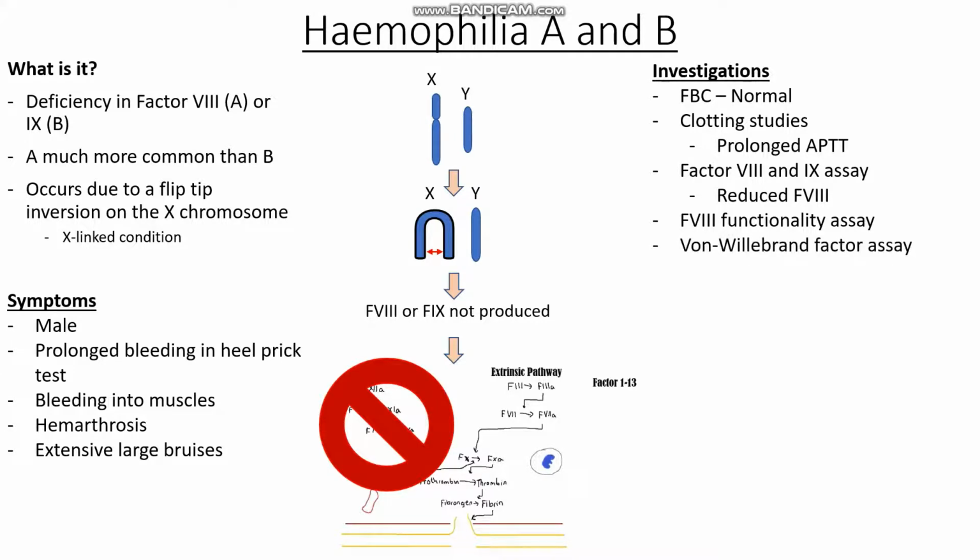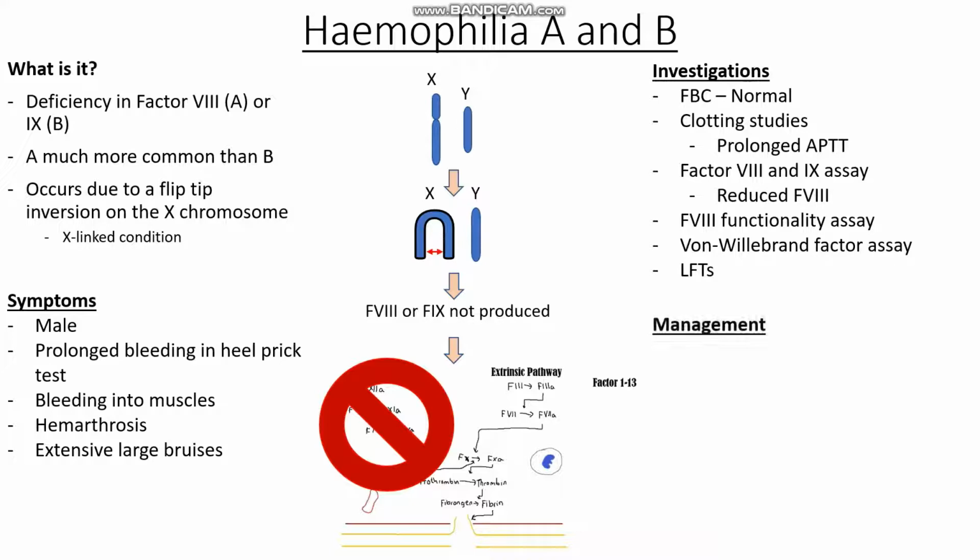The next thing we want to do is make sure that there's no issue with the transport of the factors. And we know that factor 8 is transported by Von Willebrand factor. So therefore, we can do a Von Willebrand factor assay just to ensure that our Von Willebrand is also behaving the way it's supposed to. And lastly, we should do some LFTs, or liver function tests. And the reason for this is that our factor 8 and factor 9, like quite a lot of our proteins, is actually produced in our liver. So therefore, we can do some LFTs just to make sure that our liver is not dysfunctioning.